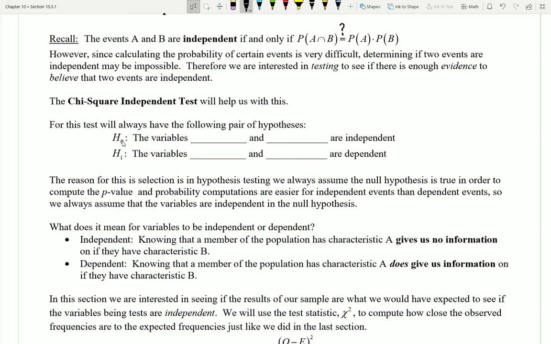What we're going to have as our H0 hypothesis always is that the two variables, whatever it is that we're comparing, are independent. So our null hypothesis is always that the variables are independent, and the H1 is that they are dependent. Remember that in hypothesis testing, we always start by assuming that the null hypothesis is true. So we start by assuming that these events are independent and then see how that hypothesis fits. The reason we do this is that it's a lot easier to compute probabilities if we're working under the assumption that they are independent than if they are not.